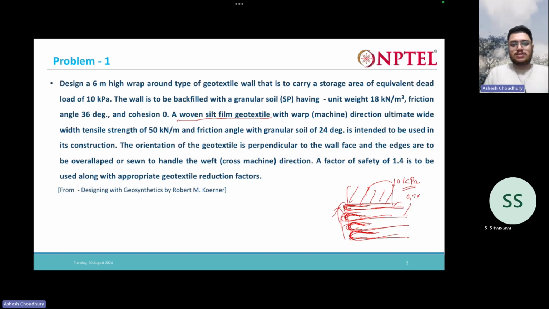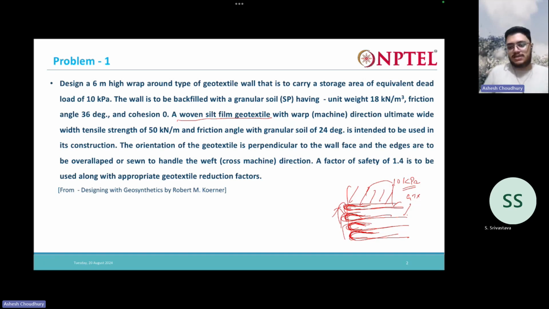So there are two directions, right? One is the warp direction, and another is the weft direction. Warp direction is the direction in which the geotextile is made in the machine, the machine direction. The long rolling direction, in which the roll is prepared in the machine, is the warp direction. The other direction is the cross machine direction, or the weft direction. So the strength in the warp direction, the machine direction, is 50 kilonewton per meter.